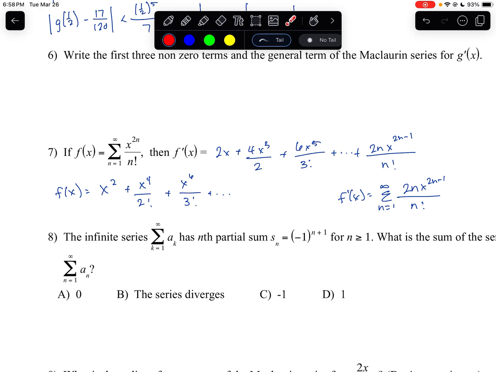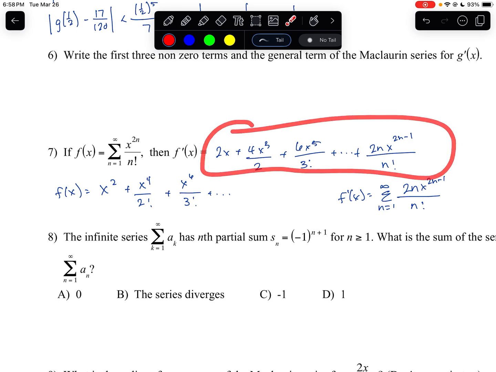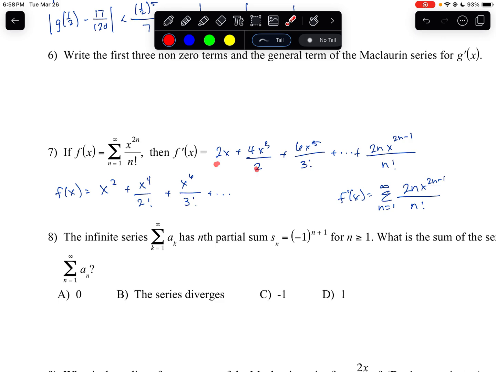Honestly, if you want to write it out like this, I'm not going to say how many terms need to be written, but if you are going to write it in a polynomial type of way, at least write out two or three terms and the general term. Or if you want to go for it and write it with series notation, then that's fine with me too.